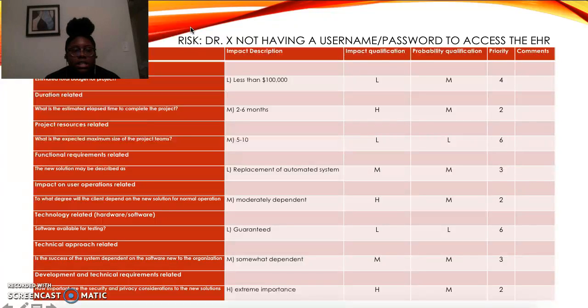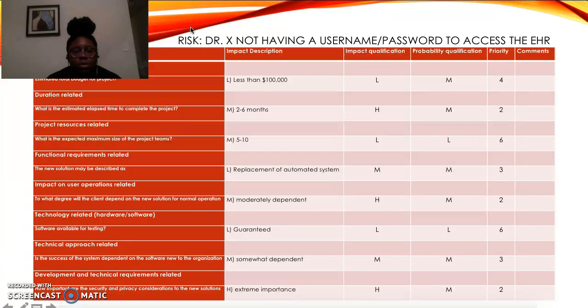As far as the budget, the estimated total budget would be less than $100,000, and the impact of this risk affecting the budget would be low, and the probability of this risk even happening would be medium, so this affecting the budget would be lower on the list of priorities.